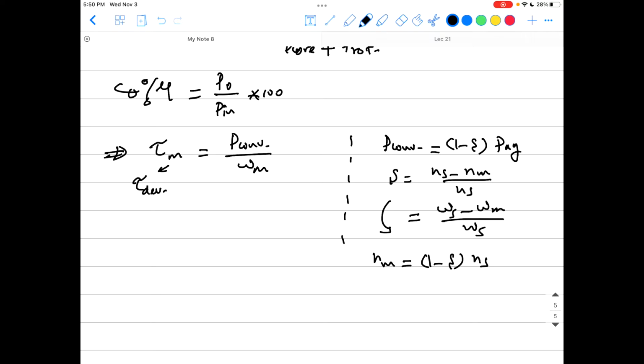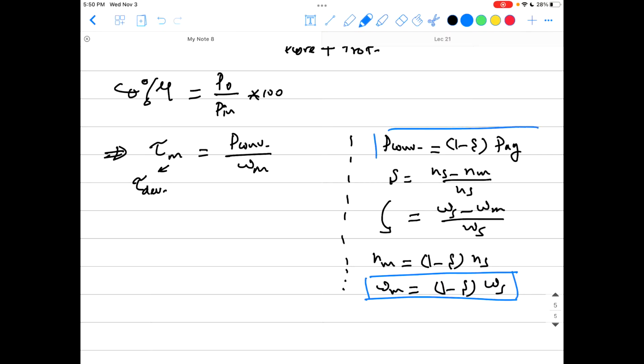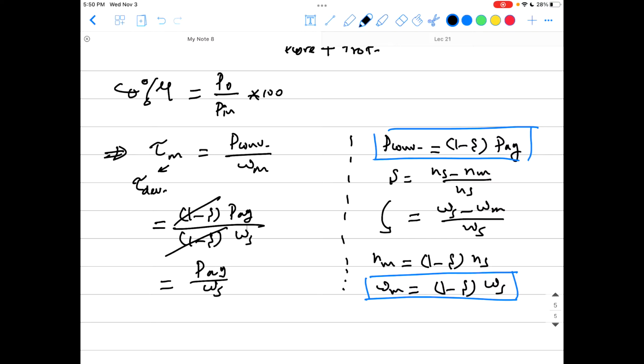It's just the same law. It's mathematical tricks. That will give you omega m equals (1 minus S) times omega s. They're all just math, so have this in mind. And the converted power is (1 minus S) times P air gap. So I can just substitute in here: take the converted power from the law of the torque to be (1 minus S) times P air gap, and omega m to be (1 minus S) times omega s. Now you can cancel (1 minus S), and this will give you P air gap over omega s.